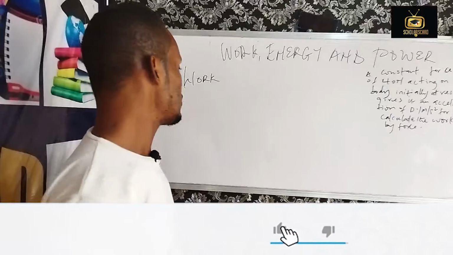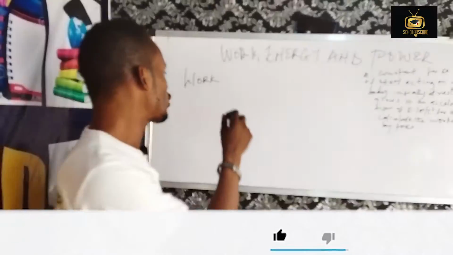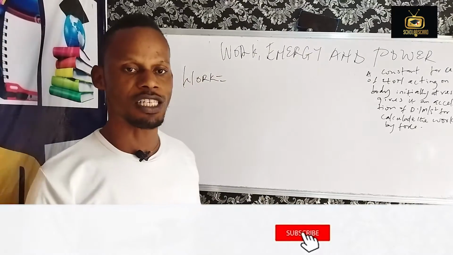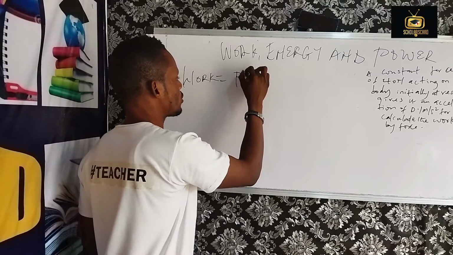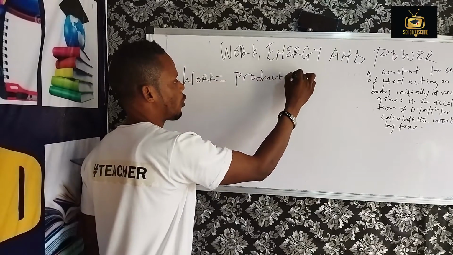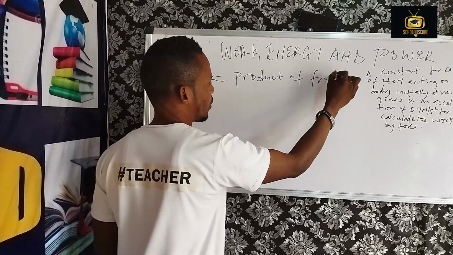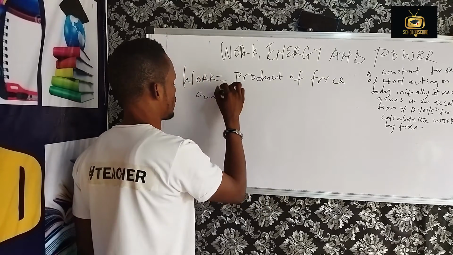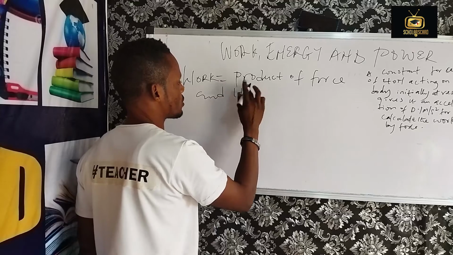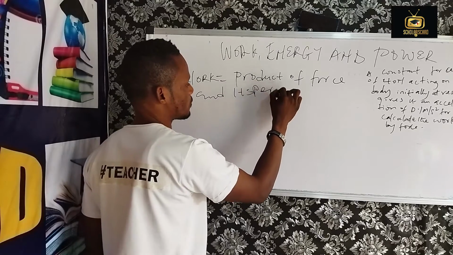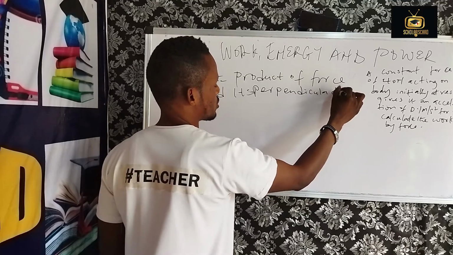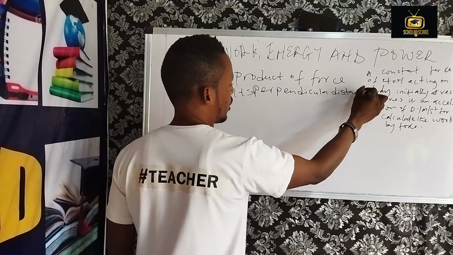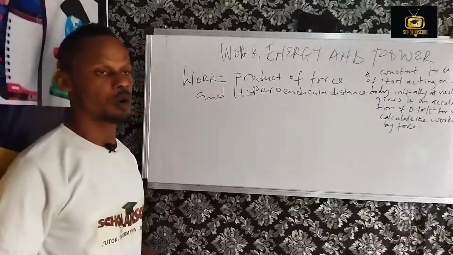What does it mean? Work can be defined as the product of force and its perpendicular distance. Are you getting it? Product of force and its perpendicular distance. That is work.